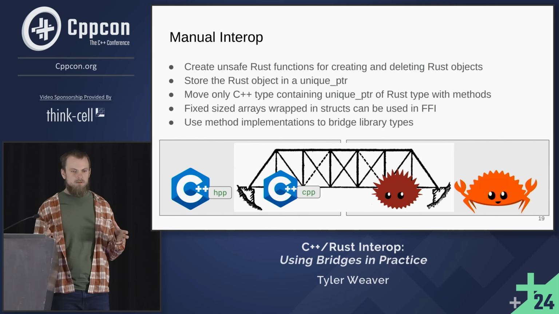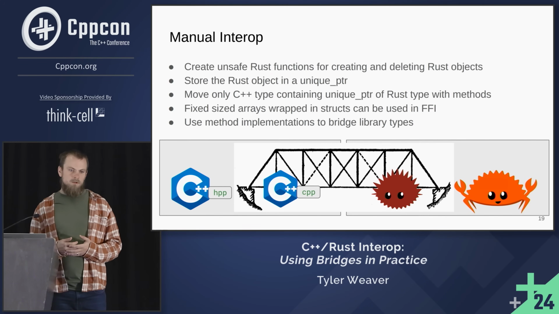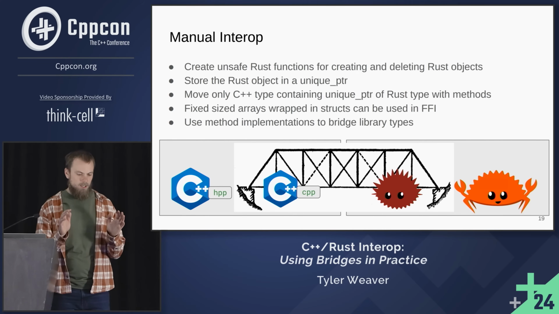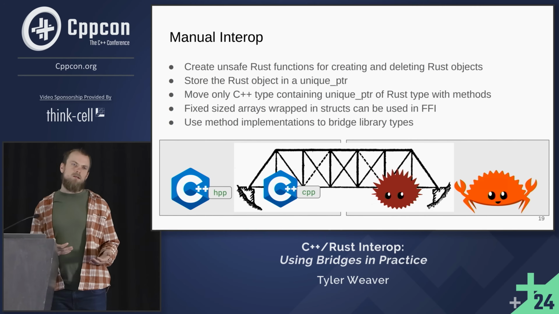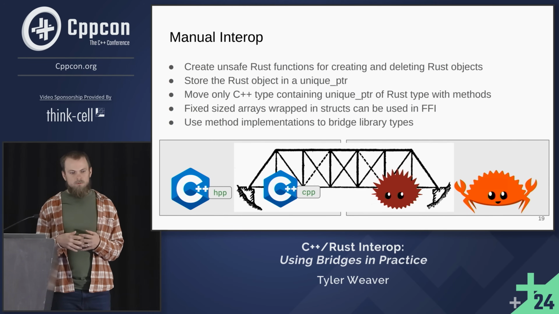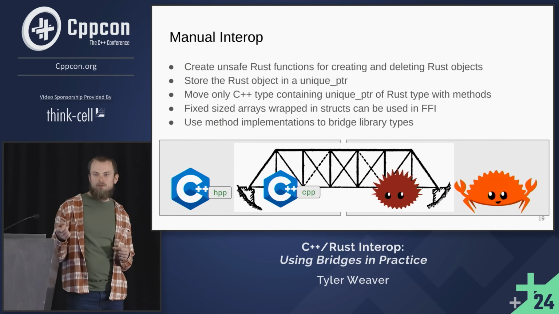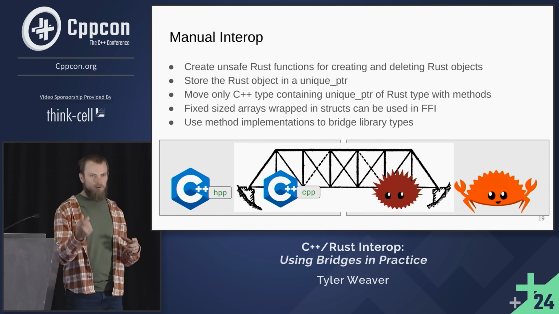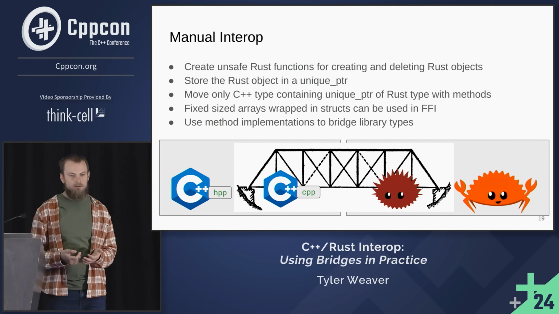To summarize, doing manual interop, you create unsafe functions for creating and deleting objects. You can store an opaque Rust object in a unique pointer to end up creating a move-only type, right? We can't copy it because on the C++ side, we don't know anything about its size. And then, one of the things we could do, if you do need to be able to copy objects, you could implement C functions back over to the Rust side to give you copies of objects. We could implement clone on the Rust side to be able to copy objects. But if you don't have to, move-only types are great.